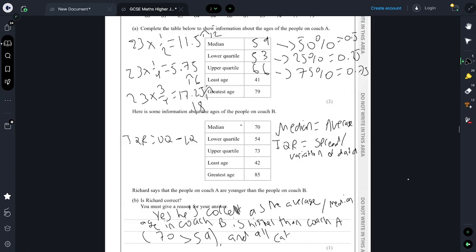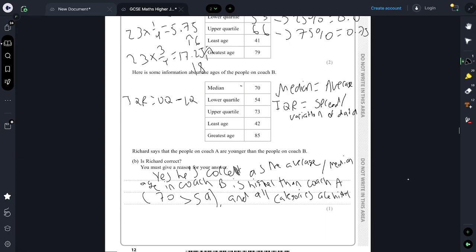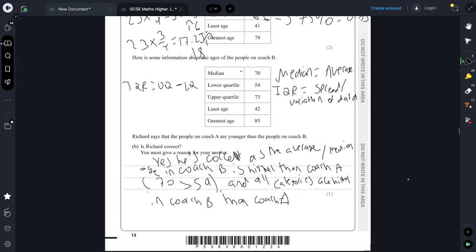All categories, there we go. I don't know, are higher in Group B, in Coach B, than Coach A. And the only way that can ever happen is because the people in Coach B are older than Coach A.